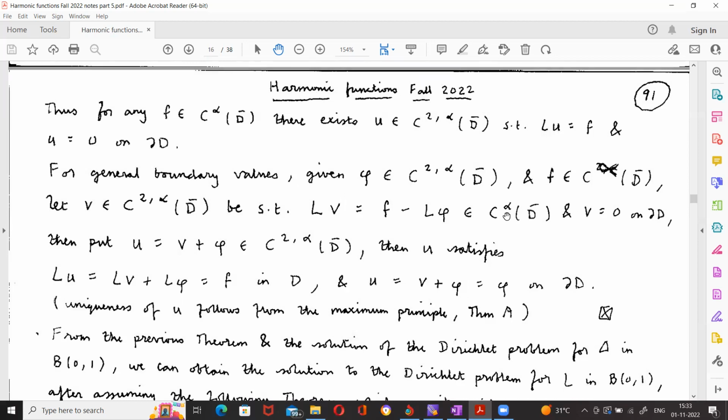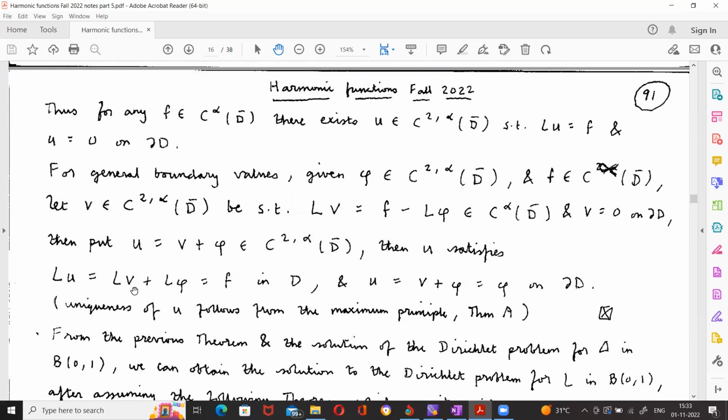This problem we can solve, yes? Because F is in C alpha declosure. And since phi is in C2 alpha declosure, that means that L phi will be also in C alpha declosure, right? Yes. It reduces to the previous case. We're just reducing to the previous case. So we get this solution V. Then all you do is you put U equal to V plus phi. So this will be in C2 alpha declosure, right?